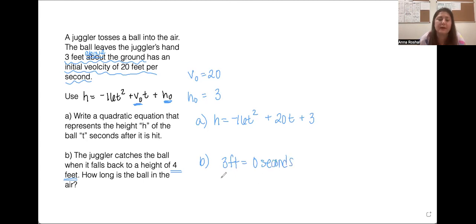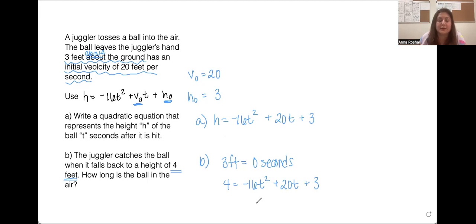In order to figure out how long it's been in the air at 4 seconds, we're going to put 4 equals negative 16t squared plus 20t plus 3, because we're looking for the time, right? Since t is what we're looking for, since time is what we're looking for, we're going to leave t as that variable.